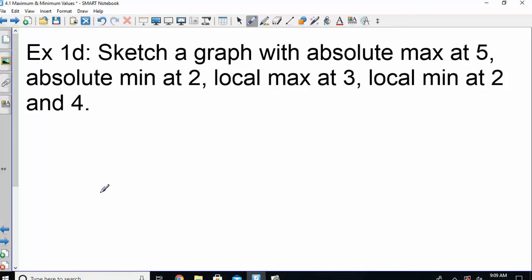Let's draw a graph. So I need a graph that has an absolute maximum at 5, absolute minimum at 2, local max at 3, and local min at 4. This graph is not unique. There are lots of options we can draw.